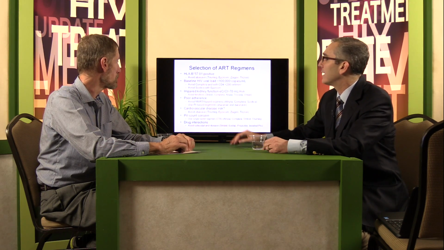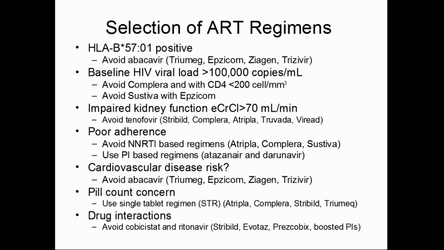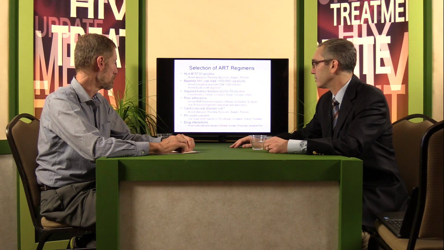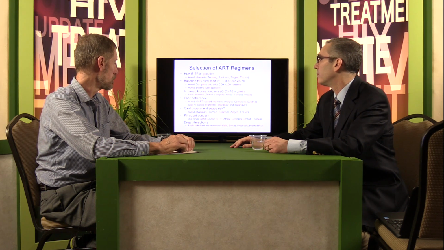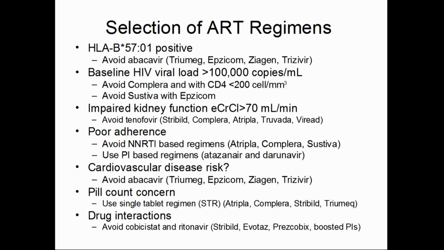There's basically having this HLA-B5701 means that you can't take abacavir, which is included in those 4 medicines. Having a very high viral load means you want to avoid some medicines that have been weaker or not as strong. Complera is one of them, and the regimen with Sustiva and Epzicom is also similarly weak. One of the medications, tenofovir, that is in Stribild, Complera, Atripla, Truvada, and Viread, is a problem for people who have impaired kidney function. So we want to see a kidney function measure, and if their kidney function is impaired, they can't take that medicine.